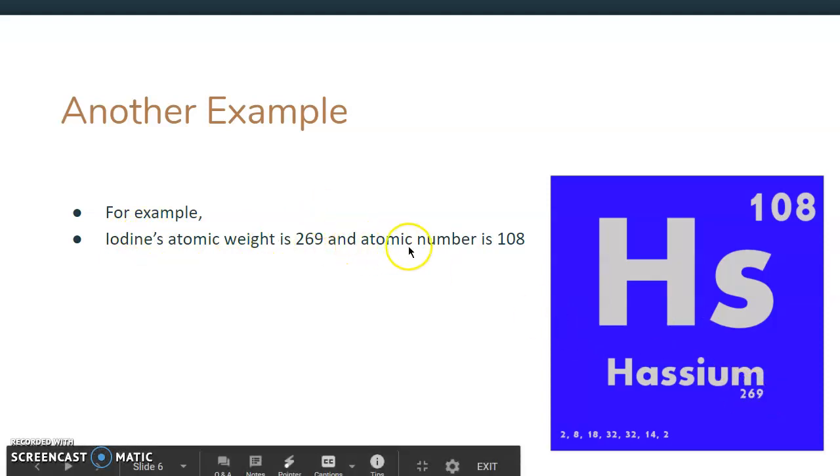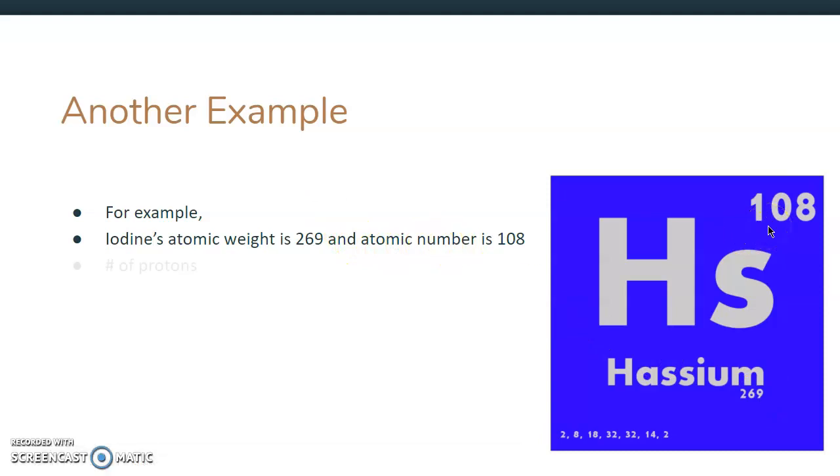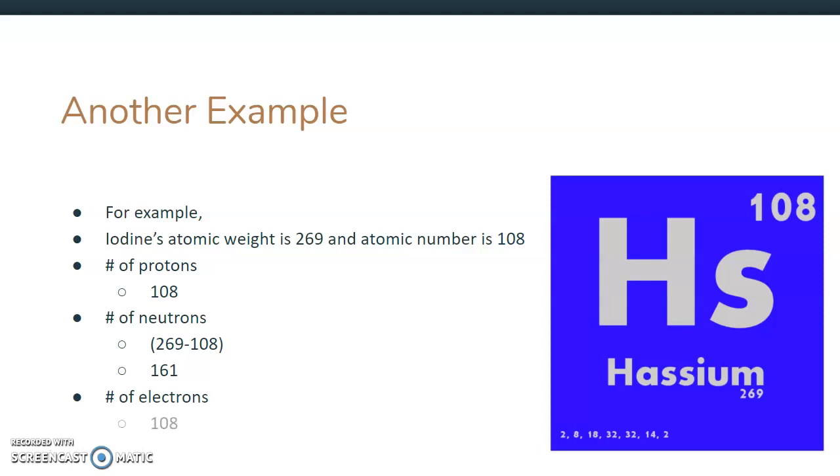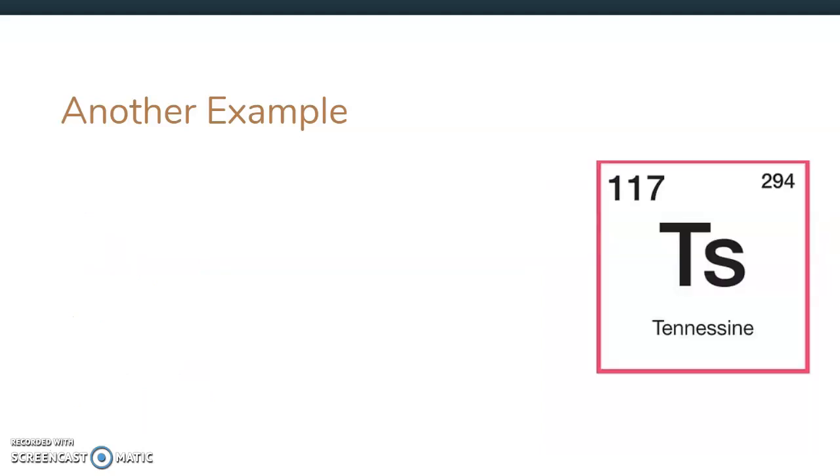269, and the atomic number is 108. So the number of protons should be equal to the atomic number and be 108. The number of neutrons should be the difference between 269 and 108. So we have our little math problem, and our difference is 161. And finally, our number of electrons should be equal to the number of protons and also to the atomic number, and it is 108.